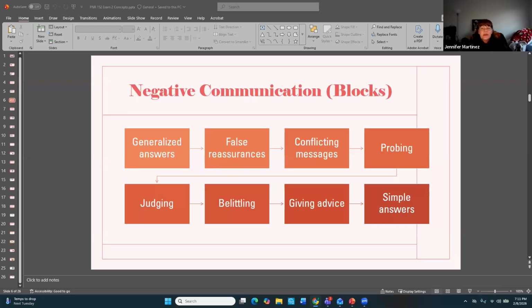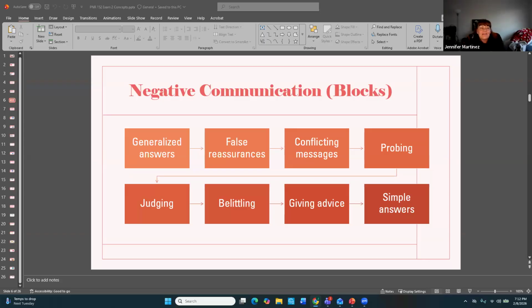Belittling is mimicking or making fun of the client in some way. It could even downplay the importance of symptoms that they're experiencing. We don't want to give advice. So that is a negative communication style. It's easy for us sometimes, right, to want to give them advice, tell them what to do, that kind of thing. However, it's not beneficial.